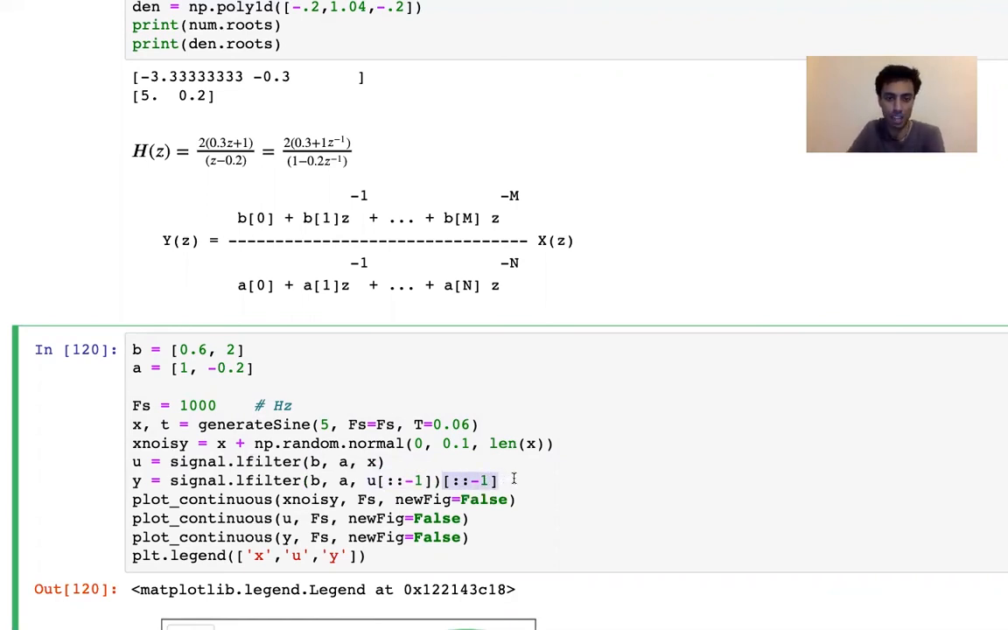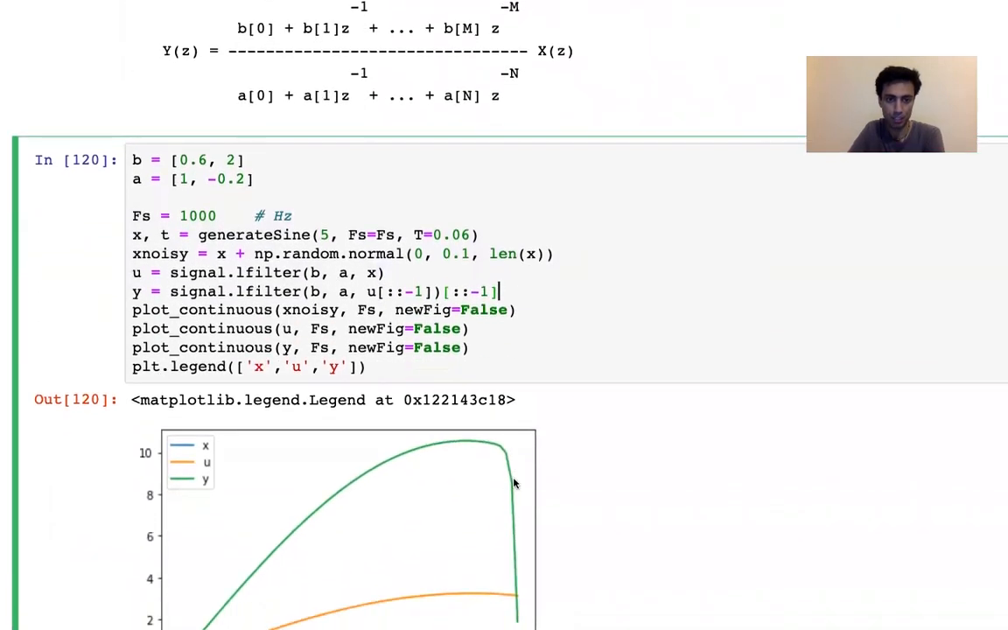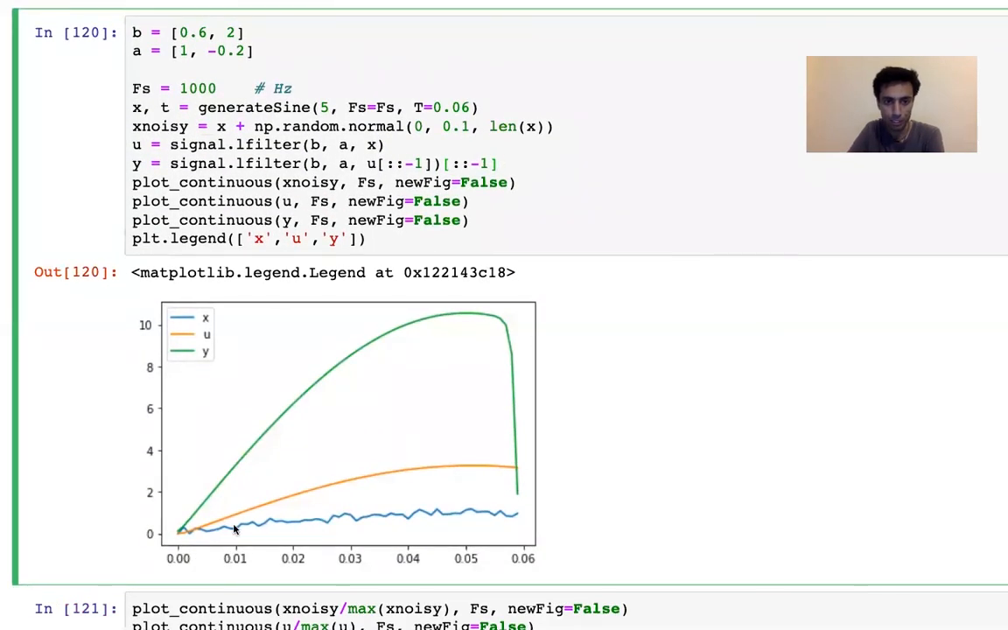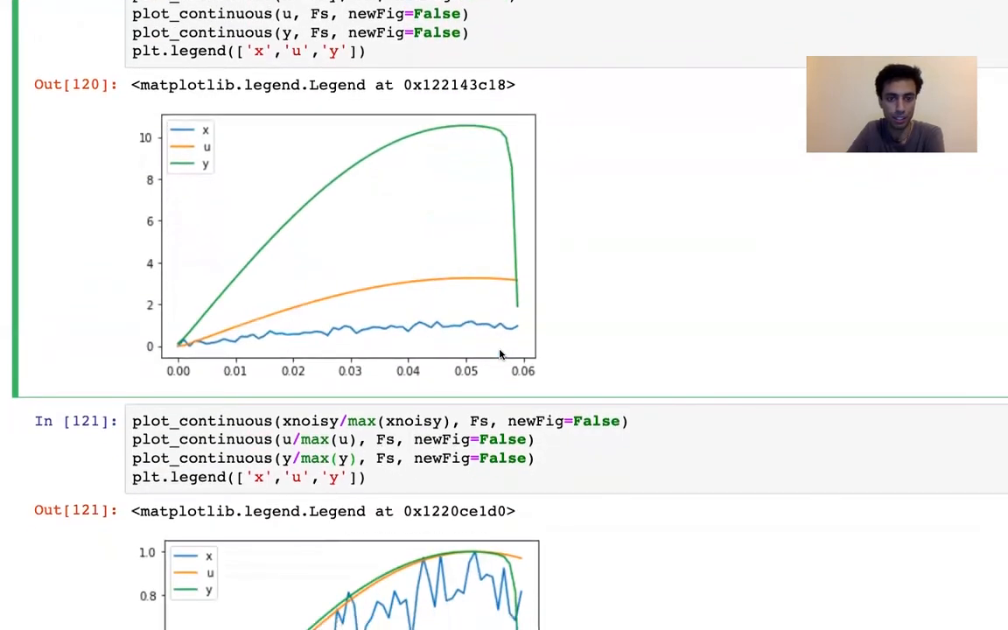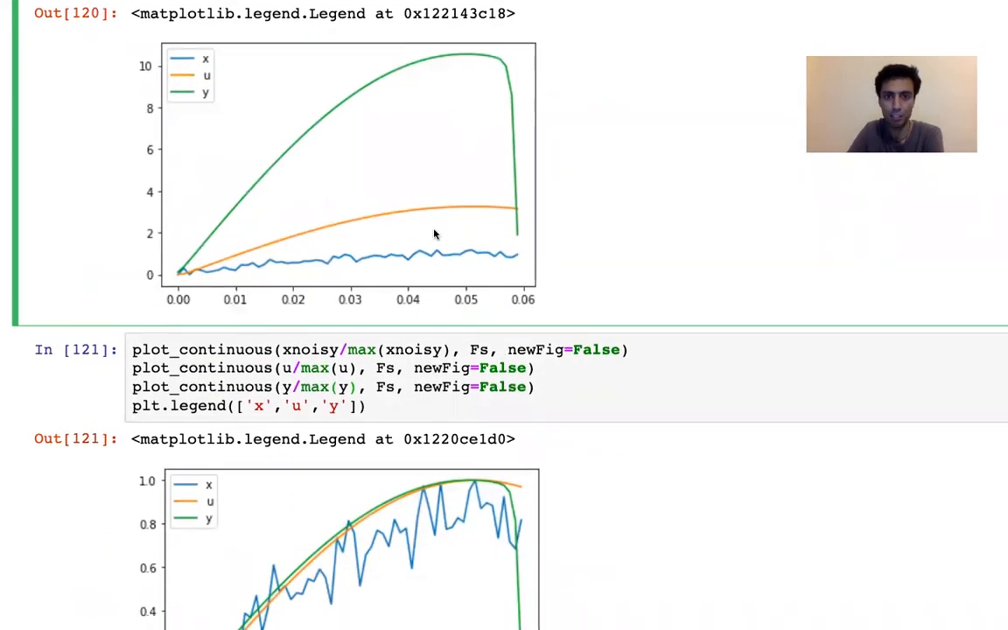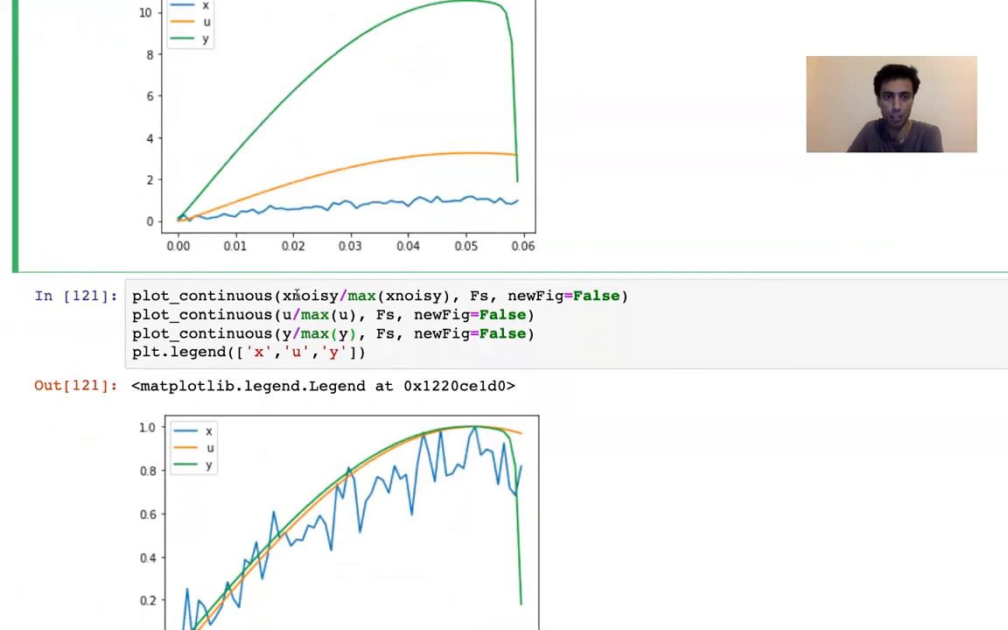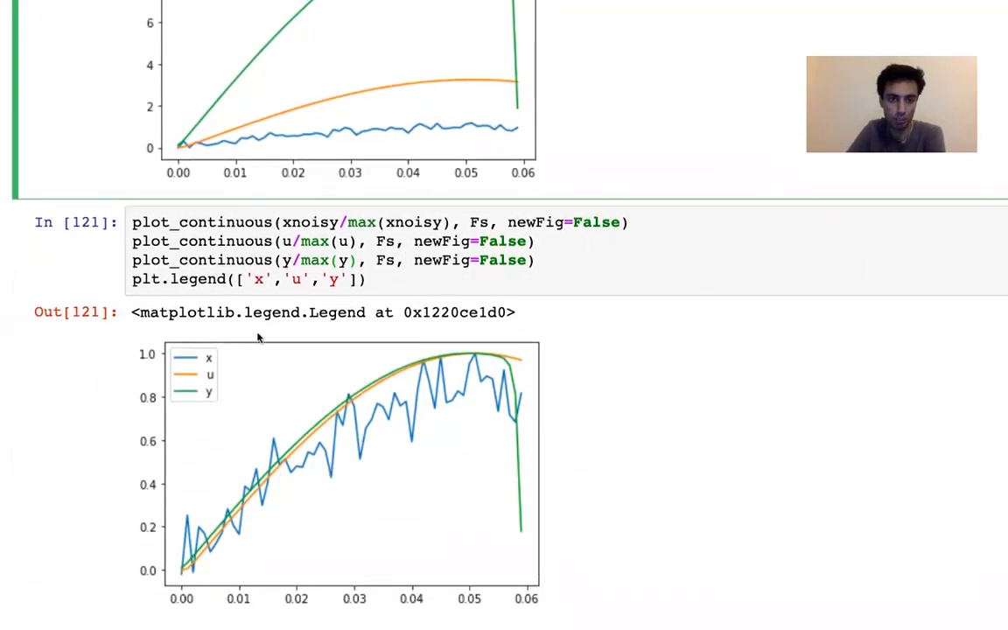Let's see what is the final output. So this is my final output. This blue one is my x, the orange one is my u, which is the intermediate output, and y is my final output, which is the time reversed filtered signal. Since here everything is very far apart, what I have done is I've plotted x noisy divided by max. So I divided everything by max so that everything comes to the same scale and I can compare.